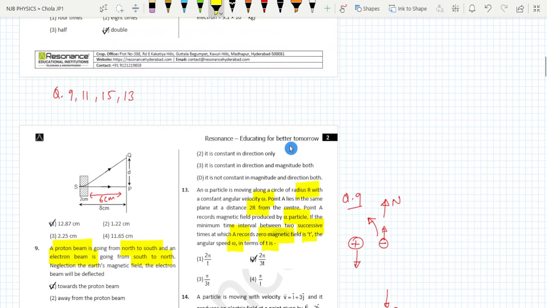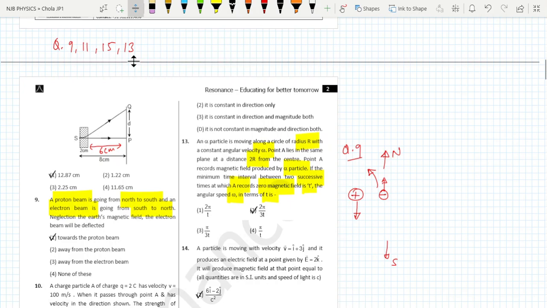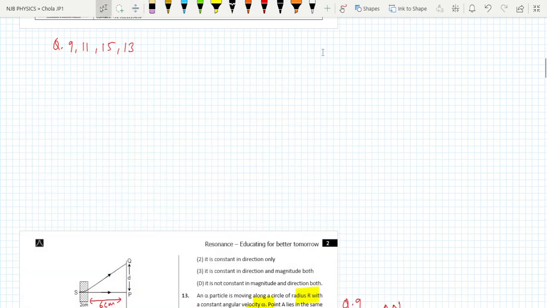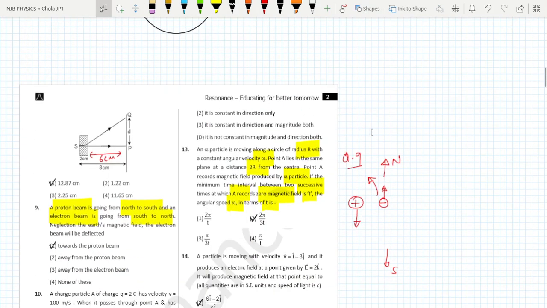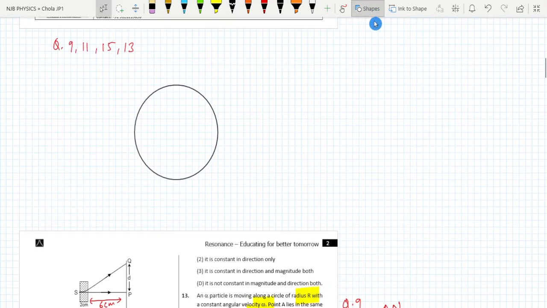Okay, so let's try to understand first what the question is trying to say. There is an alpha particle which is revolving in a circular path. Let's say this is the circular path in which the alpha particle is revolving and its radius is r, and now there is a point which is at a distance 2r from the center in the same plane. So from the center we have to go 2r distance. Now this point is point A.